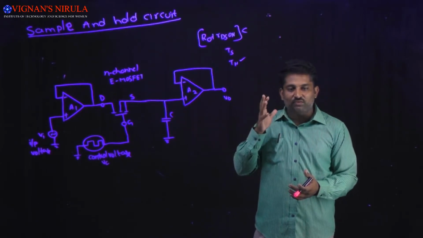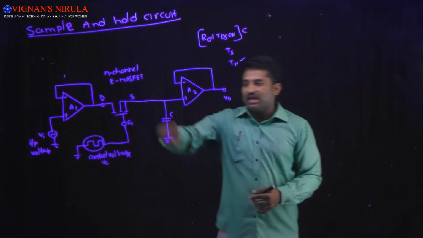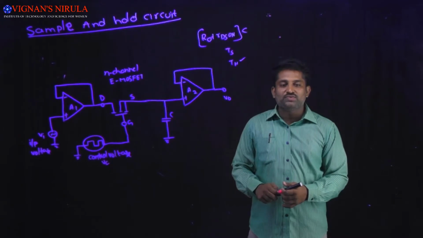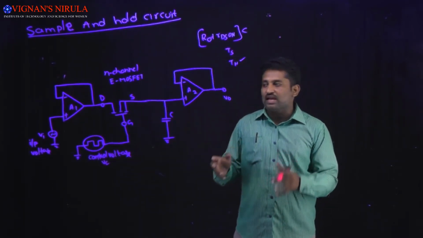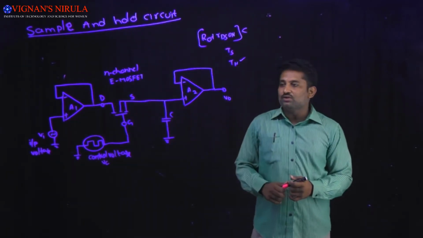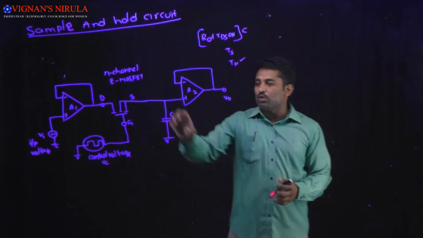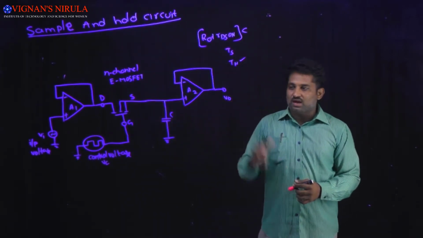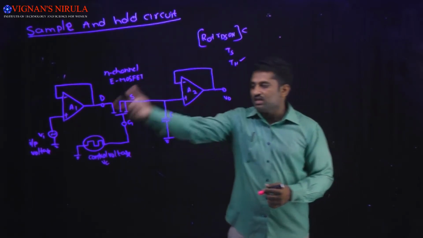and which is applied as the drain input of the N channel E MOSFET, and the N channel E MOSFET is controlled by the control voltage VC. Whenever the control voltage VC is positive, what happens? The analog input voltage appears, and because of another voltage follower A2, the voltage across the capacitor is applied as the input of the A2 voltage follower and generates the output as the input signal.